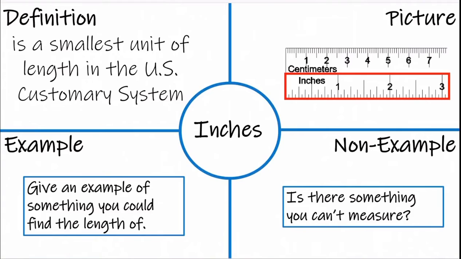I want you to give an example of something you could find the length of that's 1 inch and 1 inch only. And then I want you to find an example of something you can't measure in an inch. That maybe is too big.